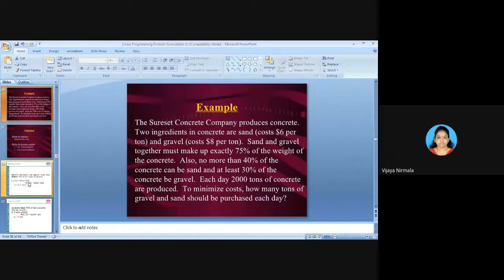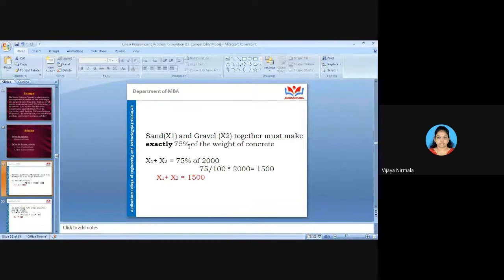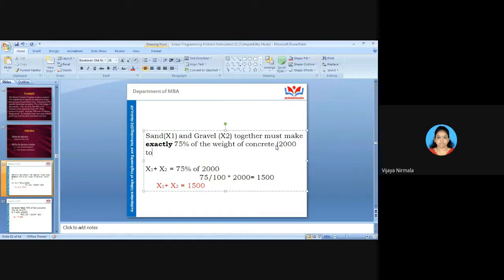So let us come to the slide. See the sand x1. So we thought let sand be x1 and gravel be x2. So the sand and gravel together must make exactly 75% of the weight of concrete. So what is the weight of concrete here? 2000 tons, right? So now let us write the equation.